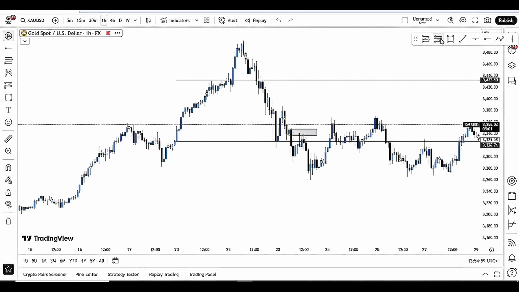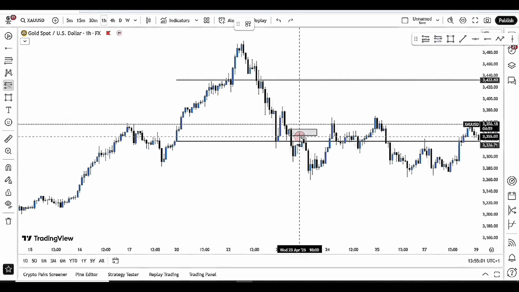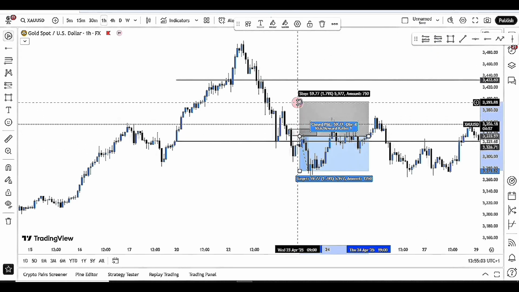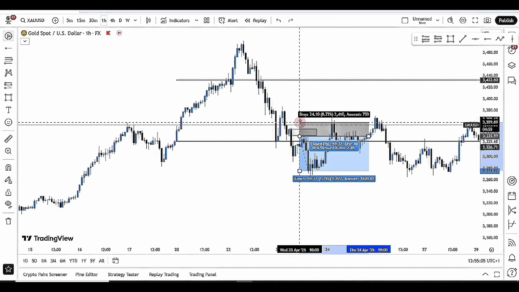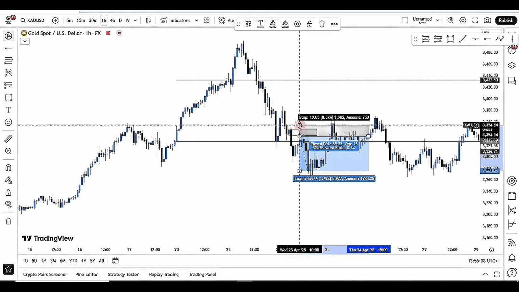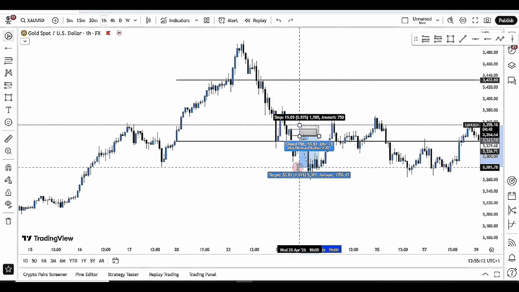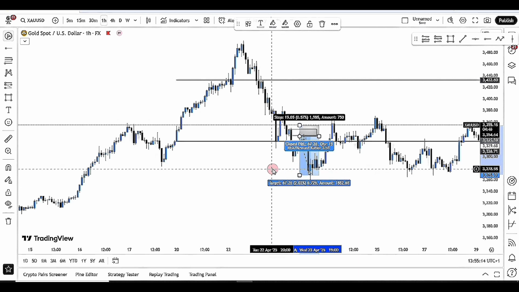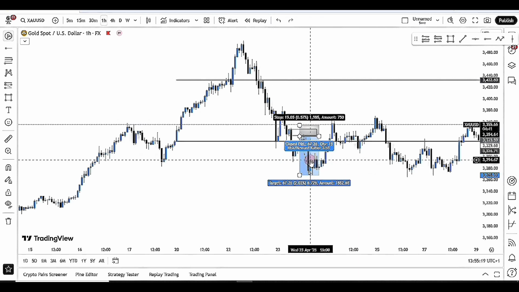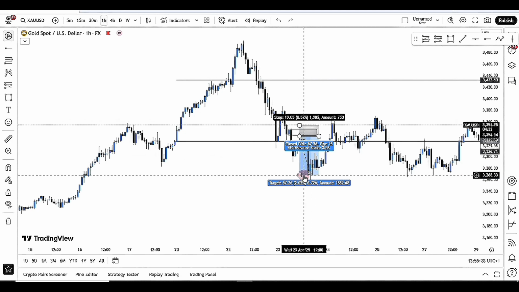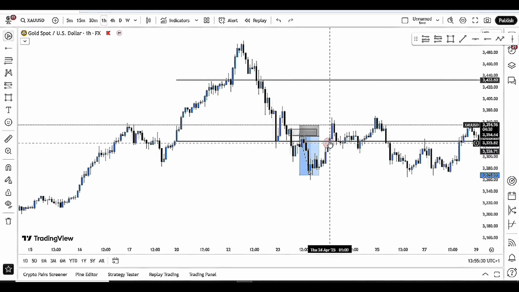So I want to be interested to sell at this very level. My SL should be above the supply level, then my TP should be below, around this very level, or even below this level. This is for the first entry model. And for the second entry model, price came back to the range at this point.